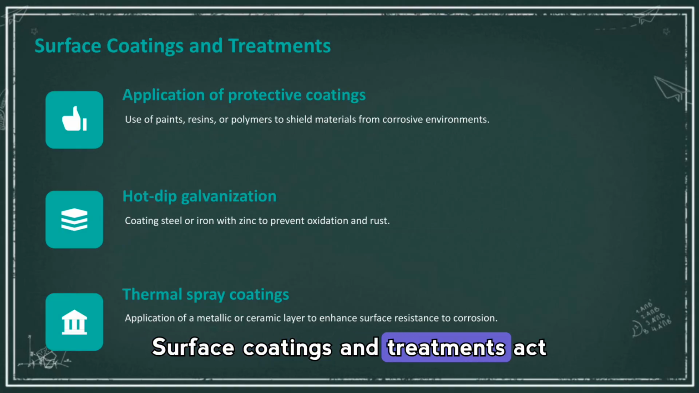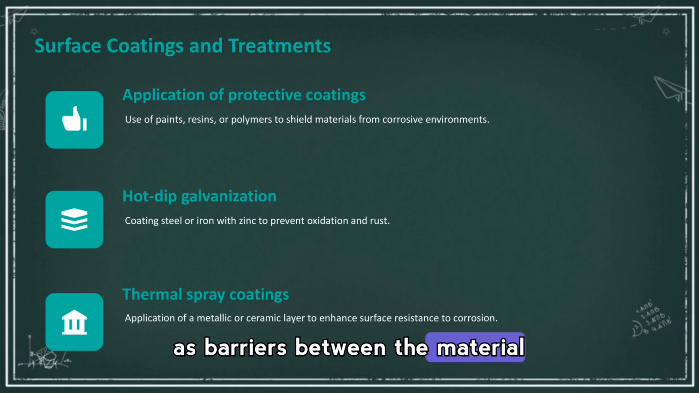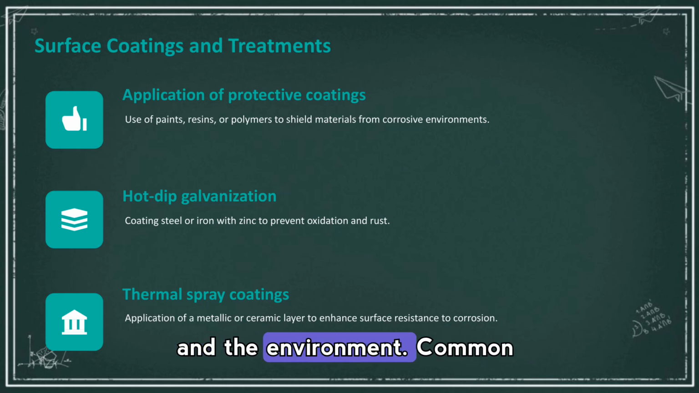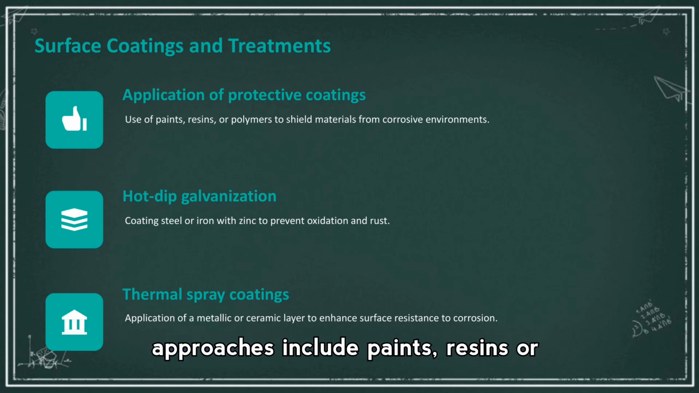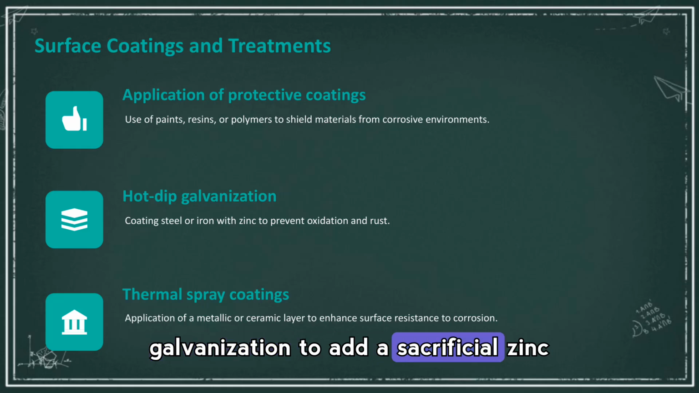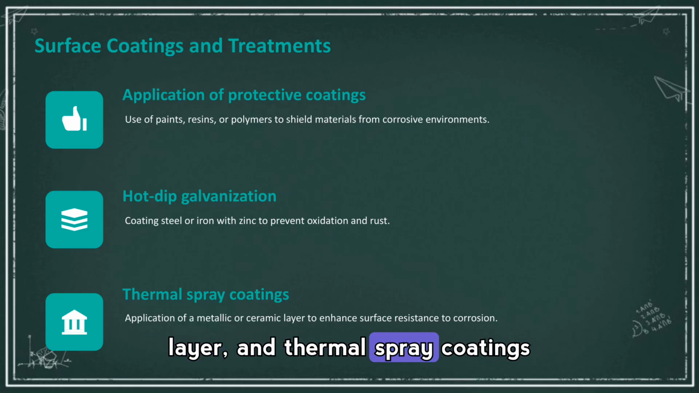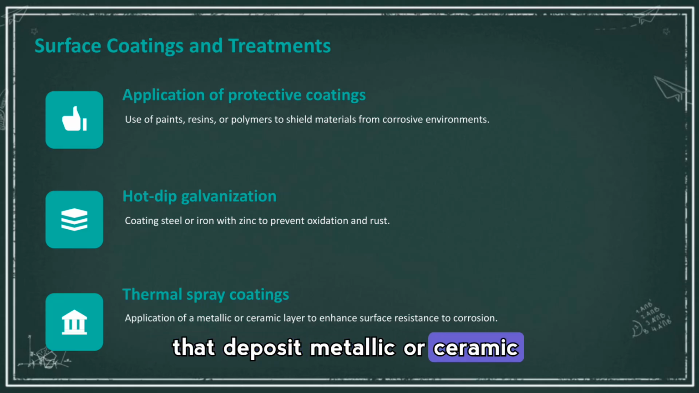Surface coatings and treatments act as barriers between the material and the environment. Common approaches include paints, resins, or polymer coatings, hot dip galvanization to add a sacrificial zinc layer, and thermal spray coatings that deposit metallic or ceramic layers.